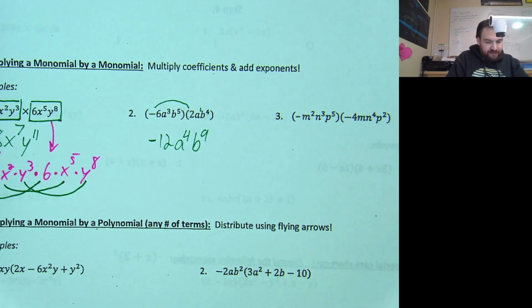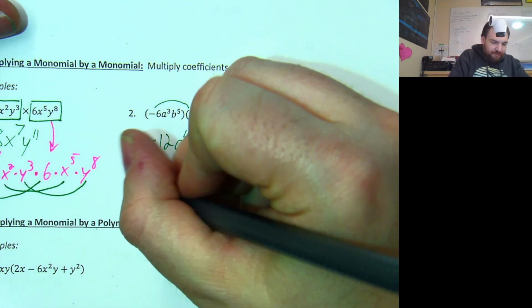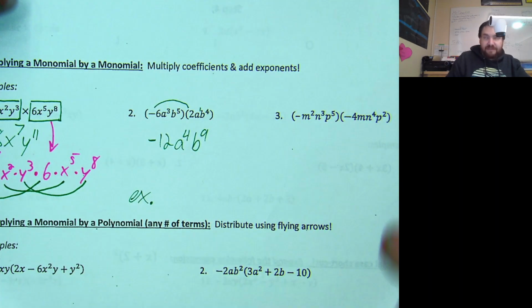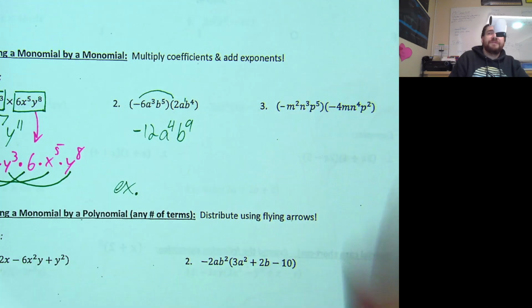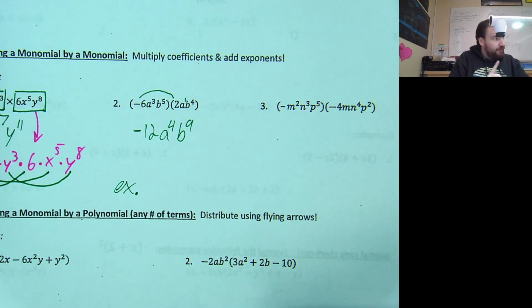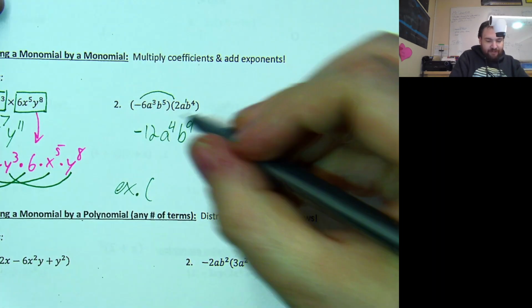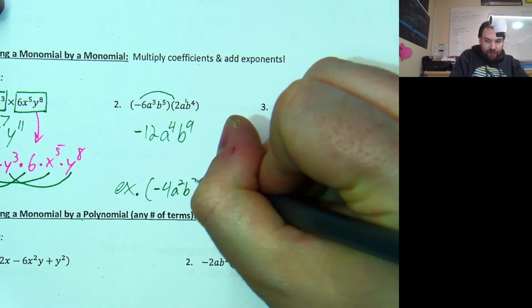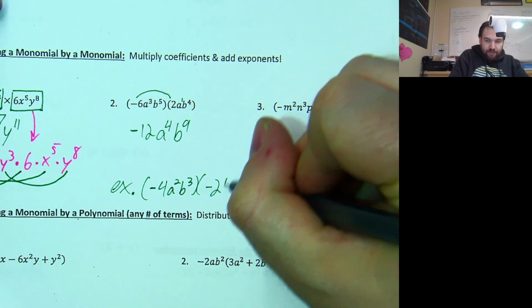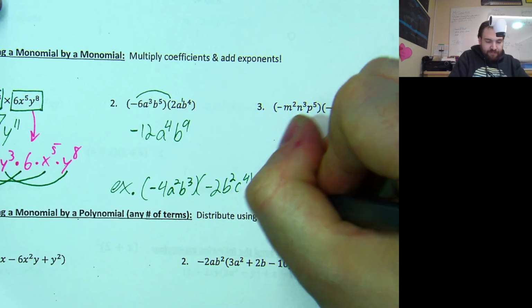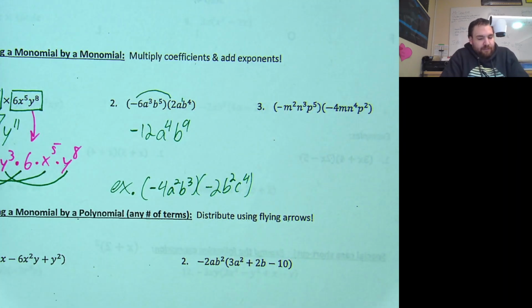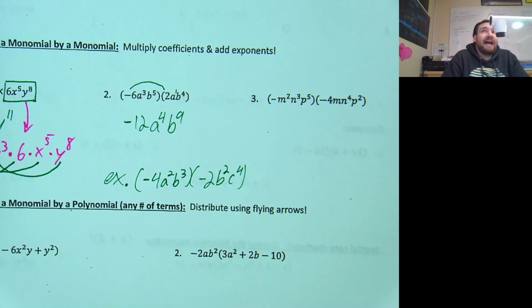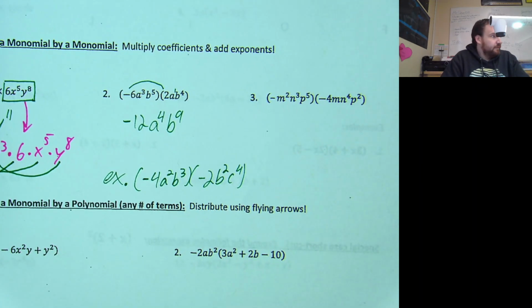Relatively straightforward, yes? So we're going to hold off on number 3 because 3 is the same as what we've done here. It's just got more variables. So let's do one more. Down here, I want you to write this question down. Negative 4a squared b cubed times negative 2b squared c to the 4. Those are the two things we want to multiply together. How is this one different than the previous two?